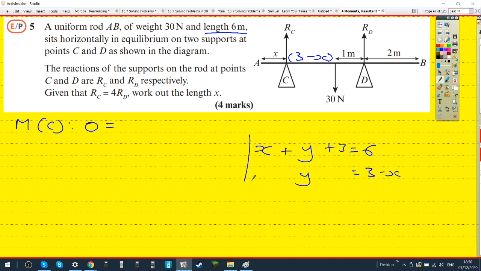And so now do we do x plus 3 minus x plus 3? Hold on, slow down. So moments about C, 0 equals, what is it? Will it now be 3 plus 3 minus x? Why is it 3 plus 3? Or is it just going to be x? So you're at C, you're taking moments about C. Okay, so forces, distance times force.